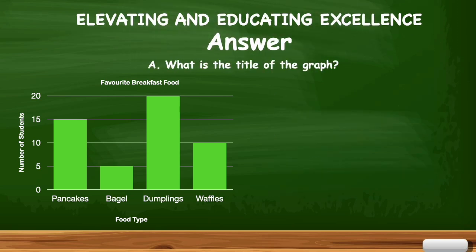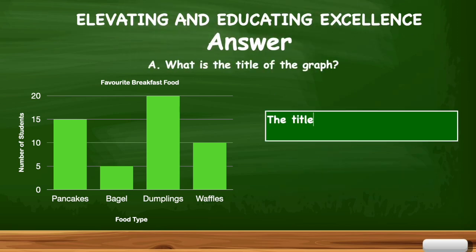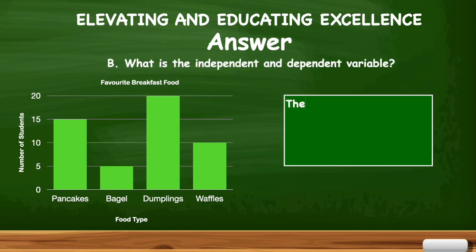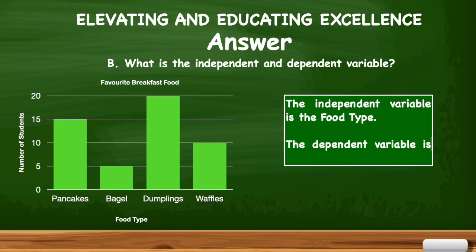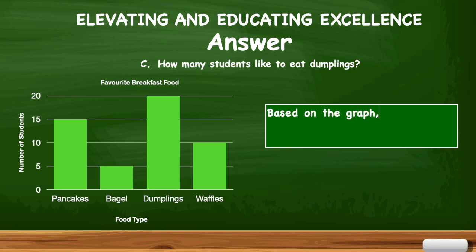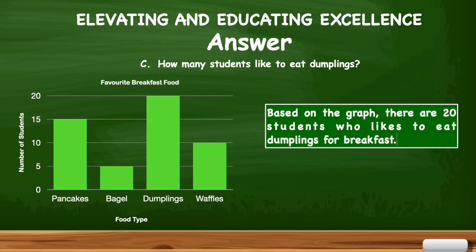Answer A. What is the title of the graph? The title of the graph is Favorite Breakfast Food. B. What is the independent and dependent variable? The independent variable is the food type. The dependent variable is the number of students. C. How many students like to eat dumplings? Based on the graph, there are 20 students who like to eat dumplings for breakfast.